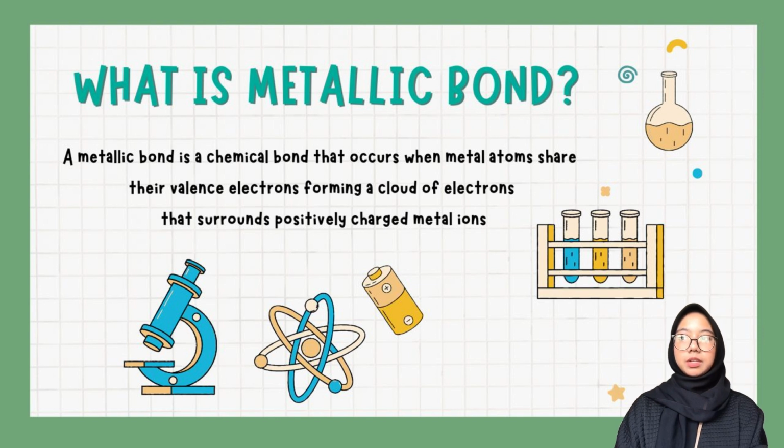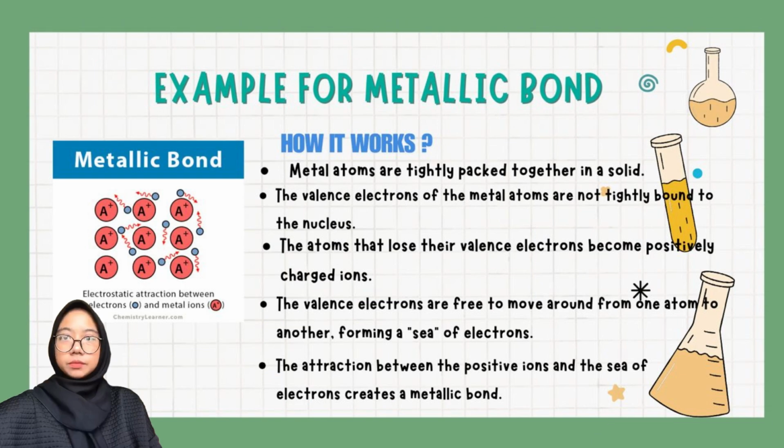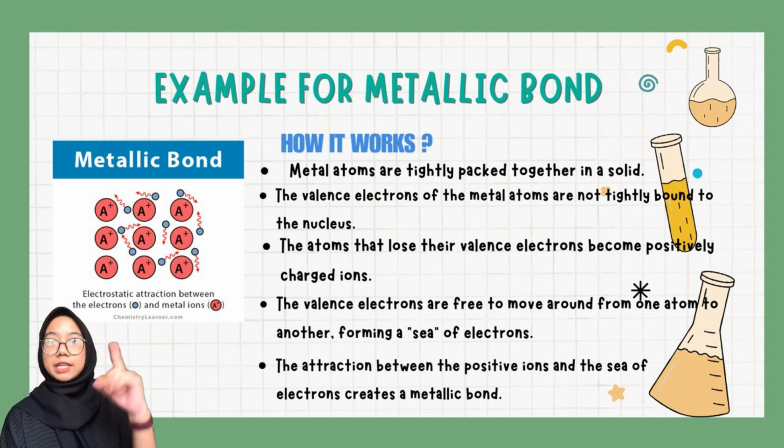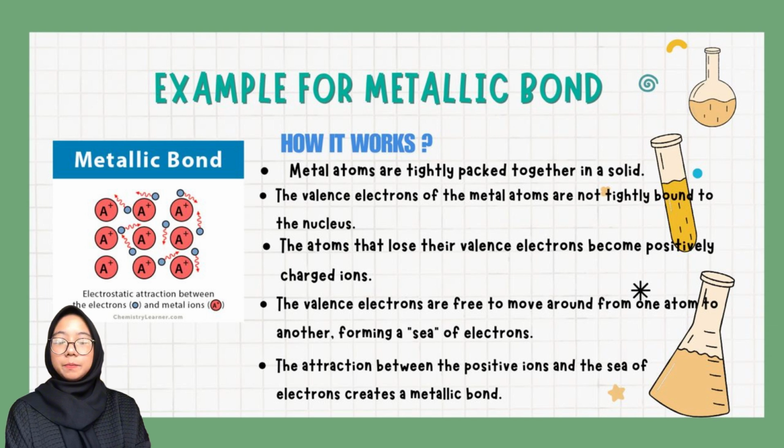What is a metallic bond? A metallic bond is a chemical bond that occurs when metal atoms share their valence electrons, forming a cloud of electrons that surround positively charged metal ions. So, here are some examples for metallic bond. As you can see on my right side, there is a picture which describes a metallic bond, which shows the electrostatic attraction between the electrons, which are the small blue ones, and the metal ions, which are the A plus circles. So how does it work?